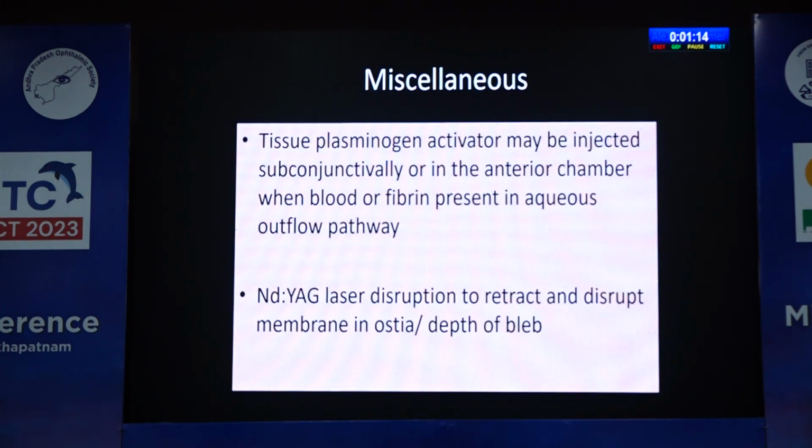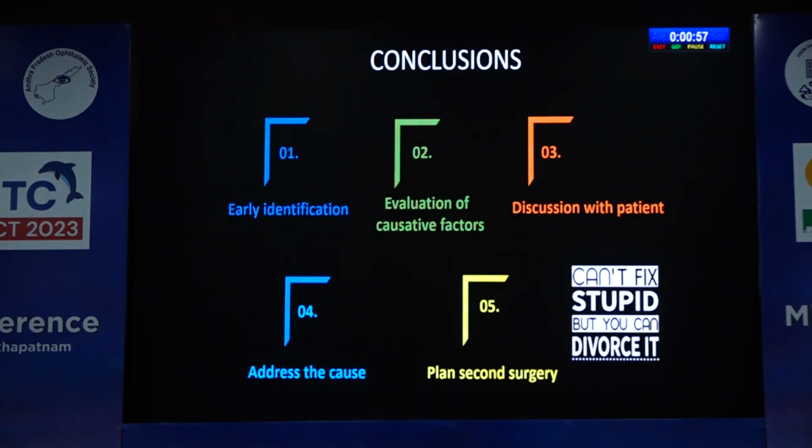Miscellaneous: tissue plasminogen activator may be injected subconjunctivally when blood or fibrin is present in the aqueous outflow pathway. This is more of a theoretical thing. Nd:YAG laser disruption, yes, it is done if something is blocking the ostia, if it is fibrin or an iris which has not been cut nicely, then we can do Nd:YAG laser disruption of that.